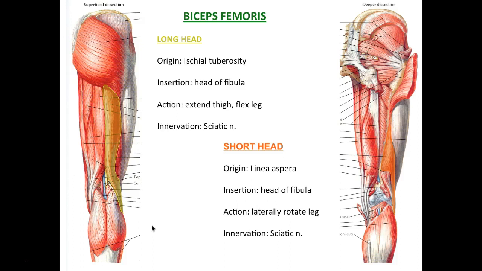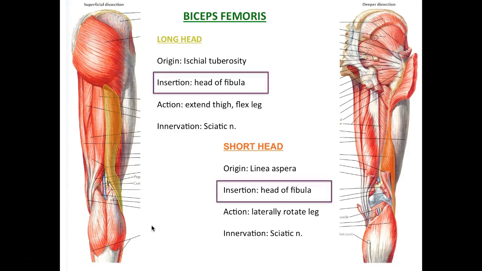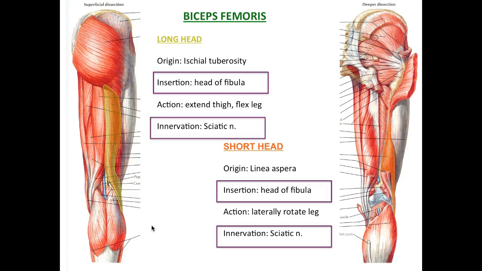And then the action of this muscle is really interesting because it's lateral rotation of the leg. And you can't really achieve this action unless your knee is in flexion. So remind me to show you this action in our cadaver lab. Basically what you do is you flex your leg and then you're going to laterally rotate your leg. So you're kind of turning your foot out, and that's how you get lateral rotation of the leg. And its innervation is sciatic nerve. So they share the head of the fibula in common and also the sciatic nerve as the innervation.